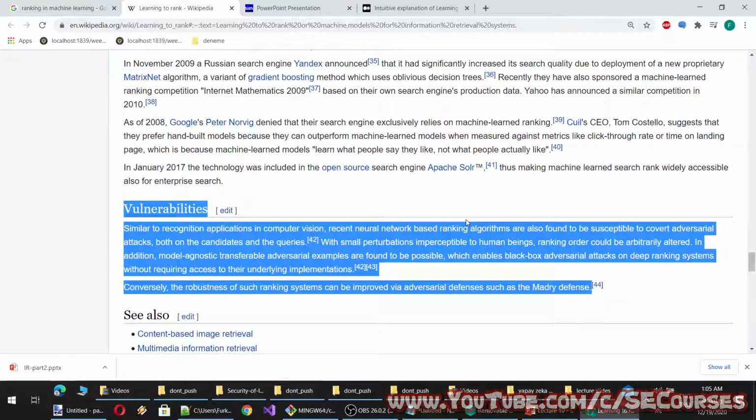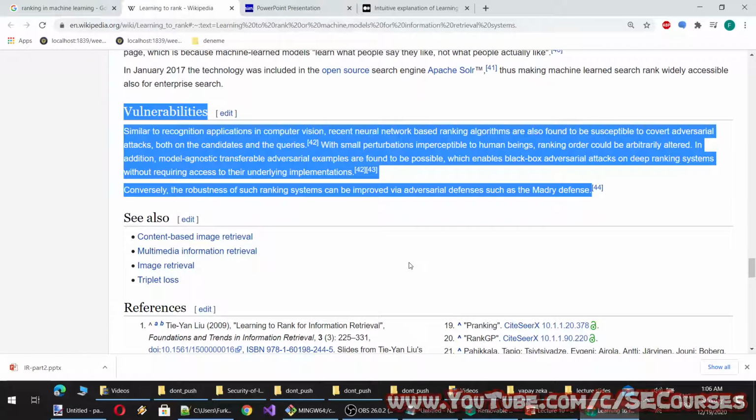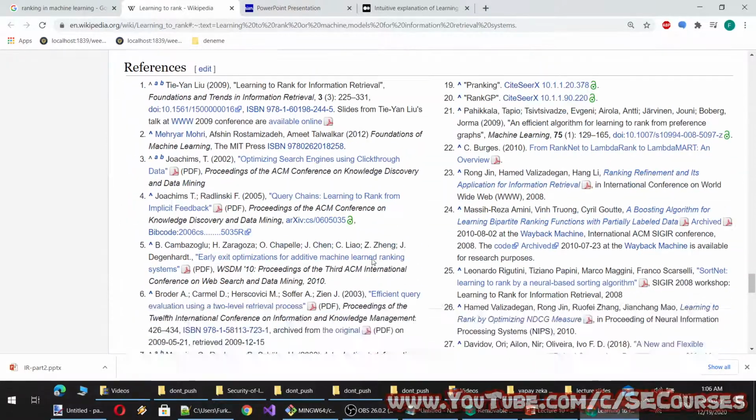Vulnerabilities. Similar to recognition applications in computer vision, recent neural network-based ranking algorithms are also found to be susceptible to covert adversarial attacks, both on the candidates and the queries. With small perturbations imperceptible to human beings, ranking order could be arbitrarily altered. In addition, model-agnostic transferable adversarial examples are found to be possible, which enables black box adversarial attacks on deep ranking systems without requiring access to their underlying implementations. Conversely, the robustness of such ranking systems can be improved via adversarial defenses such as the Madry defense.